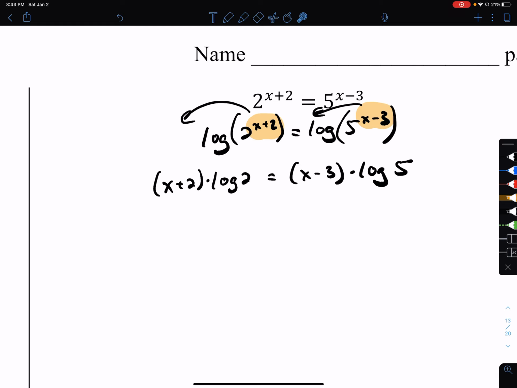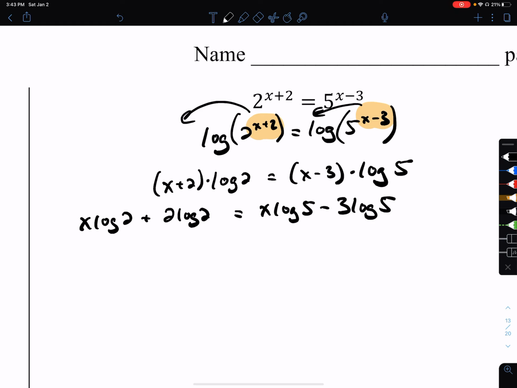So what I mean by that is I don't know what else to do but distribute this log of 2 to each of these terms. Distribute this log of 5 to each of these terms. You're going to have x log of 2 plus 2 log of 2 equals x log of 5 minus 3 log of 5.